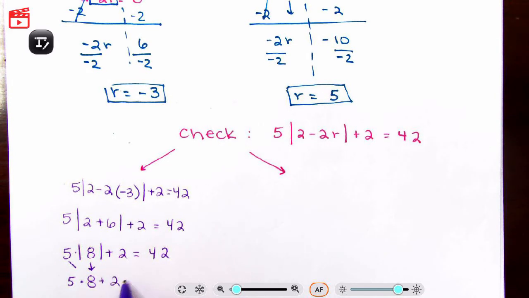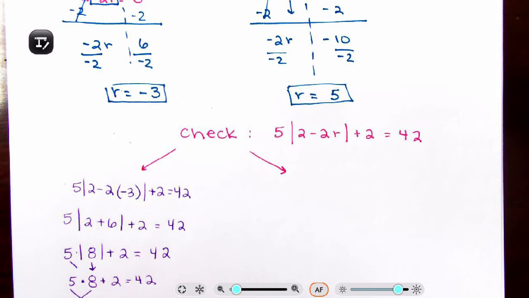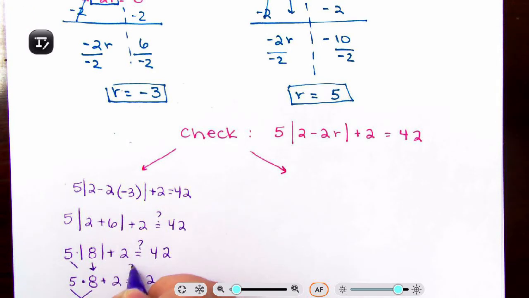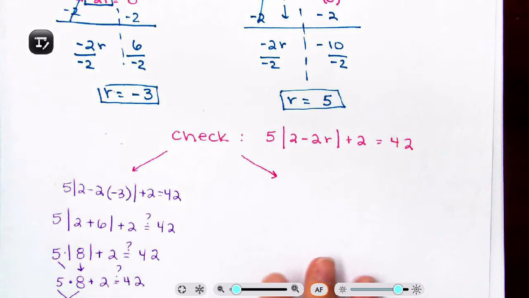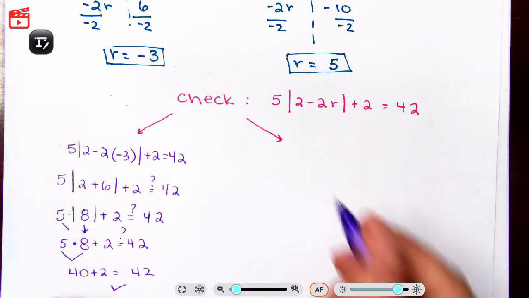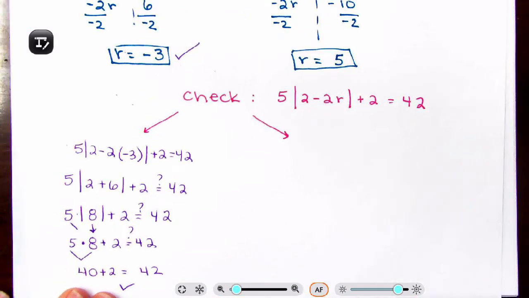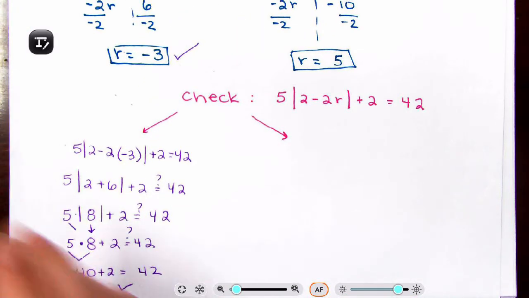It does help me to put a little dot here for my multiplication. 5 times 8 is 40. 40 plus 2 is in fact 42. And again, all of these were question marks because we didn't know if it was actually 42. And in this case, it is 42, so therefore r is in fact negative 3. Let's do that one more time.